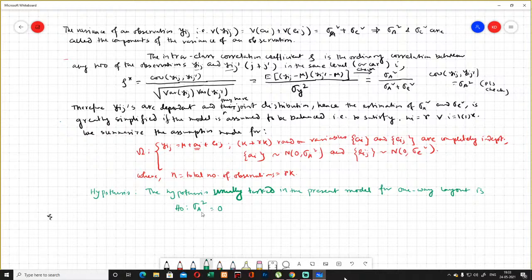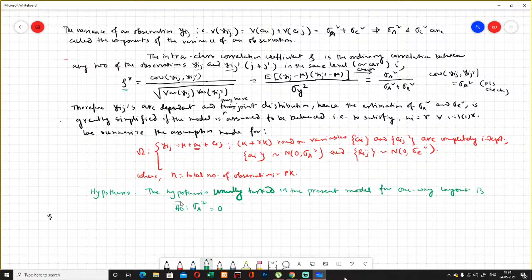Here, for the fixed effect model, we test all tau i's equal to 0, but here we test sigma a square equal to 0. If sigma a square equal to 0, that means your intra-class correlation coefficient between yij and yij dash equal to 0. Null hypothesis means all the effects are equal, so the intra-class correlation coefficient rho star should be 0, which implies sigma a square equal to 0.